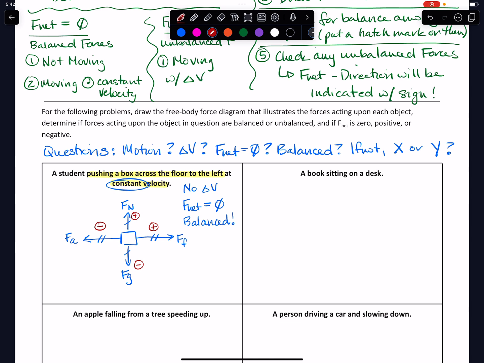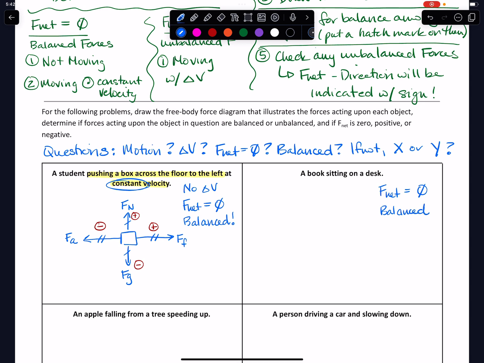All right, so our next object is a book sitting on the desk. So I ask myself my questions. Is it moving? No. Well, if it's not moving, then it definitely is not changing its velocity. If it's not moving, can F net equal 0? Yes. So F net in this case is going to be equal to 0, and that tells me that I have balanced forces.